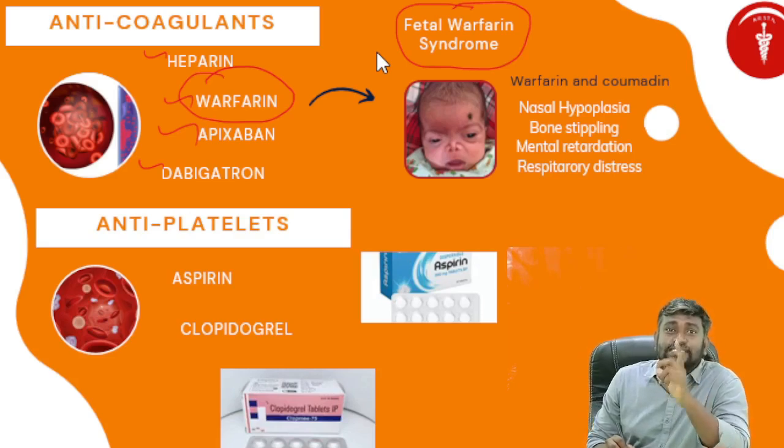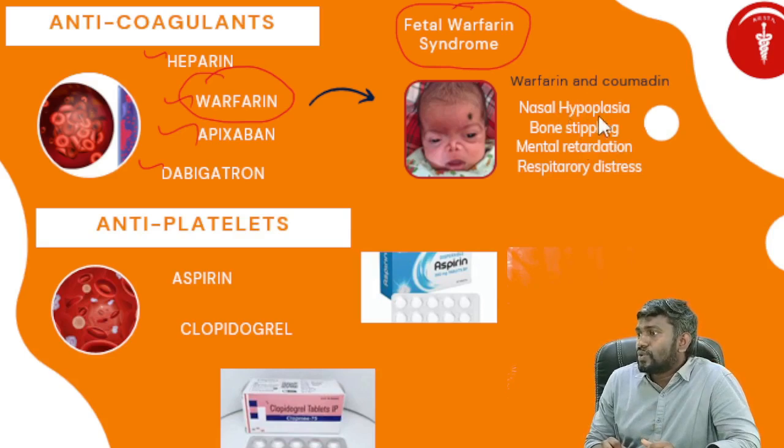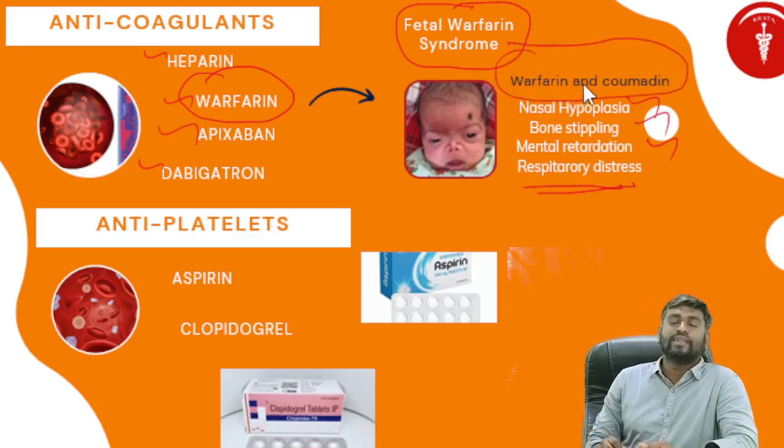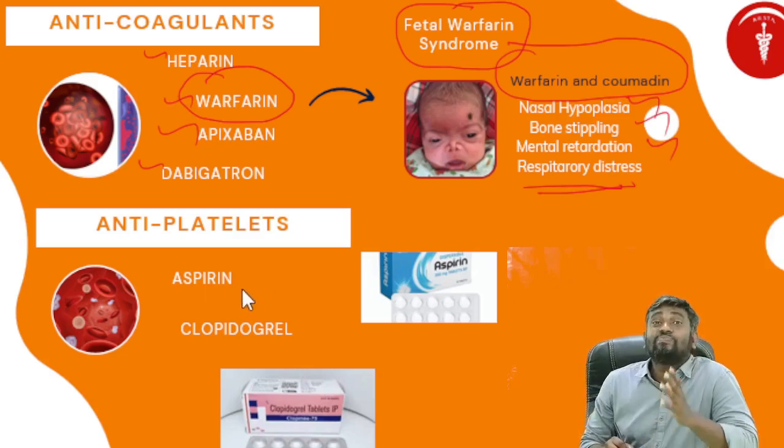Fetal warfarin syndrome. It can lead to what? Nasal hypoplasia. It can lead to bone stiffening, mental retardation, and also respiratory distress. It could occur in case of what? With warfarin and coumadin. Now, let's look at the antiplatelet drugs.